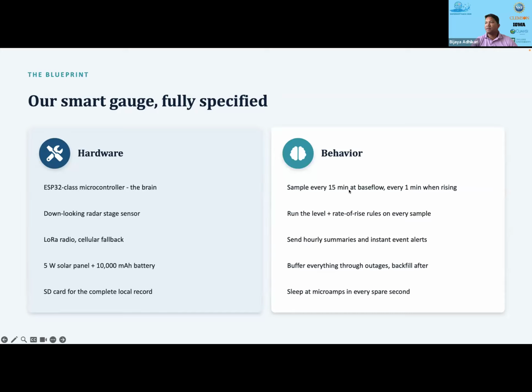We'll sample every 15 minutes at base flow, and every 1 minute when the level is rising. We'll run the level plus rate-of-rise rules on every sample: check if the level is above a certain threshold and the rate of rise is above a certain threshold. We'll mimic the device sending hourly summaries, and we'll buffer everything through outages, and sleep at microamps in every spare second. So this is what we're going to implement in Python today.